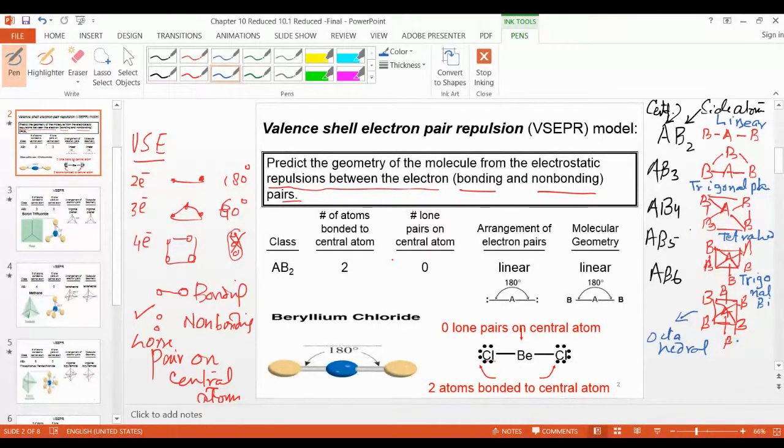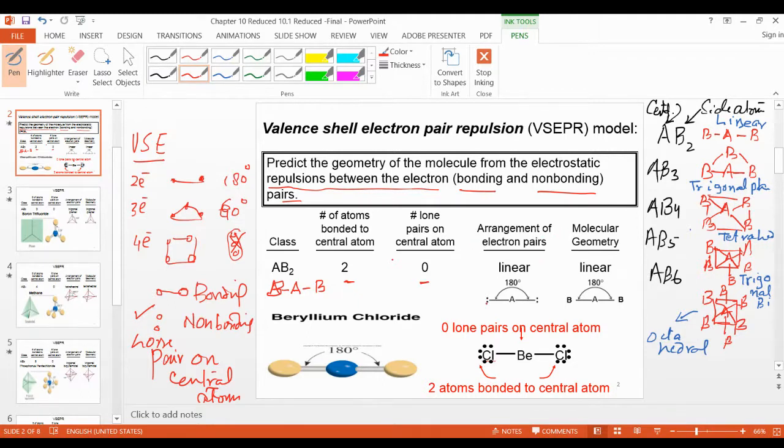Suppose, now first let me finish this. And you have to memorize this one. So AB2 type here, look at here. The number of sides bonded to the central atom, how many? 2. Is it clear? Two atoms, like AB2. So the number of atoms bonded to the central atom is 2. The lone pair of electrons, as I told you, is nothing, 0. There is no lone pair of electrons on the central atom. Clear?